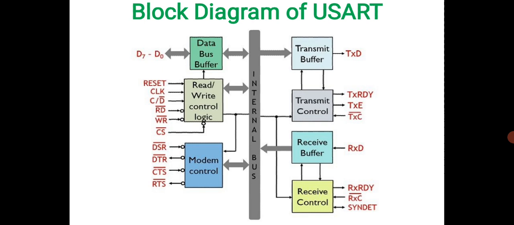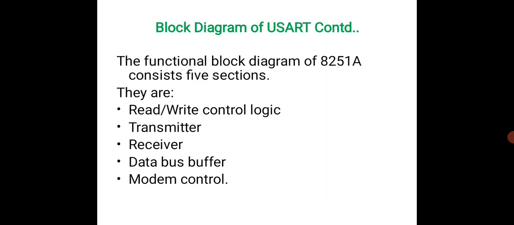And coming here to the modem control. It is all related to the modem, and mostly it is used for the synchronous aspect, which includes data set ready, data terminal ready, clear to send, and request to send. And again we have a transmitter section and a receiver section, with certain signals associated with each. We'll see them one by one. As I mentioned, we clearly have 5 sections: transmitter section, receiver section, data bus buffer, modem control, and read write control logic.